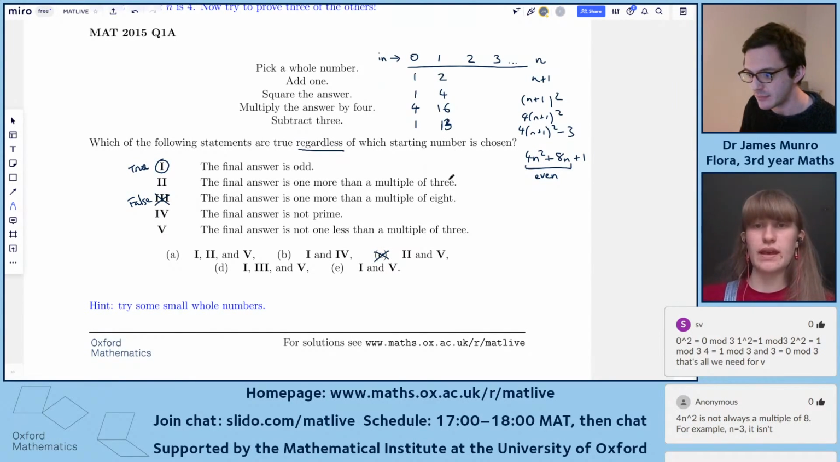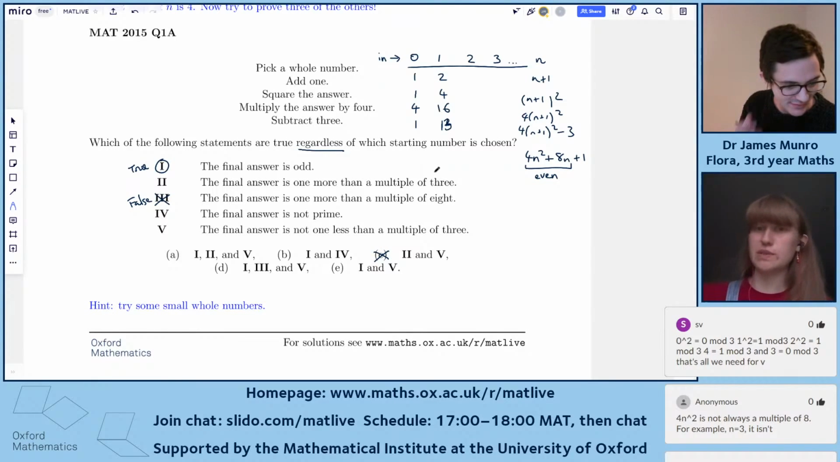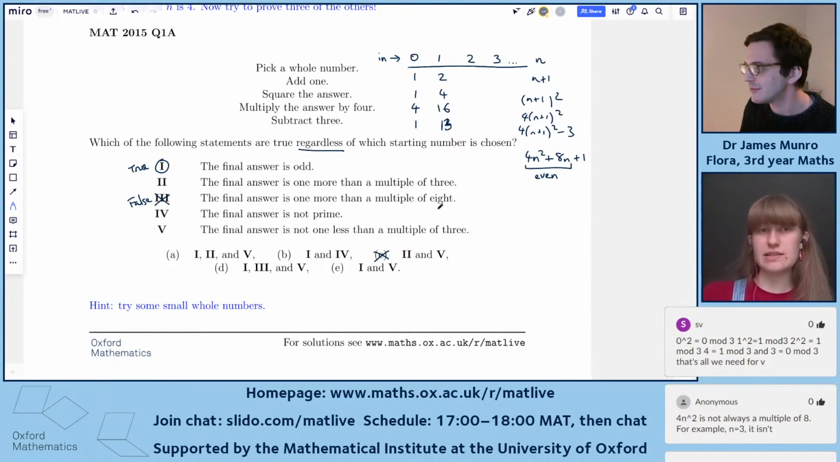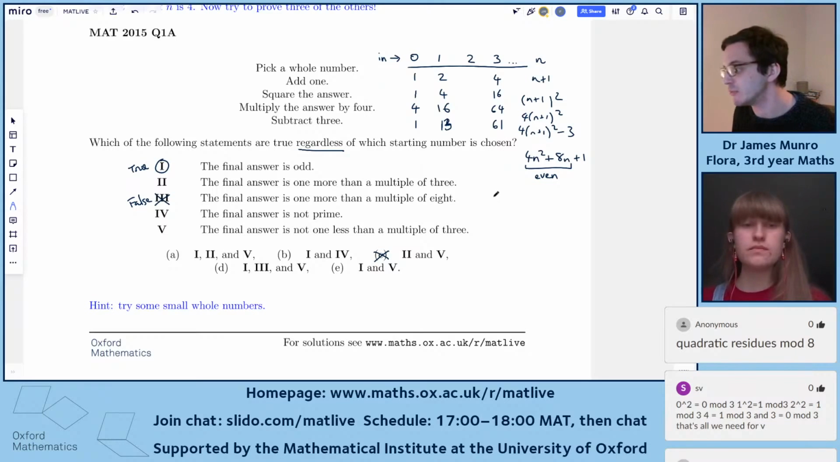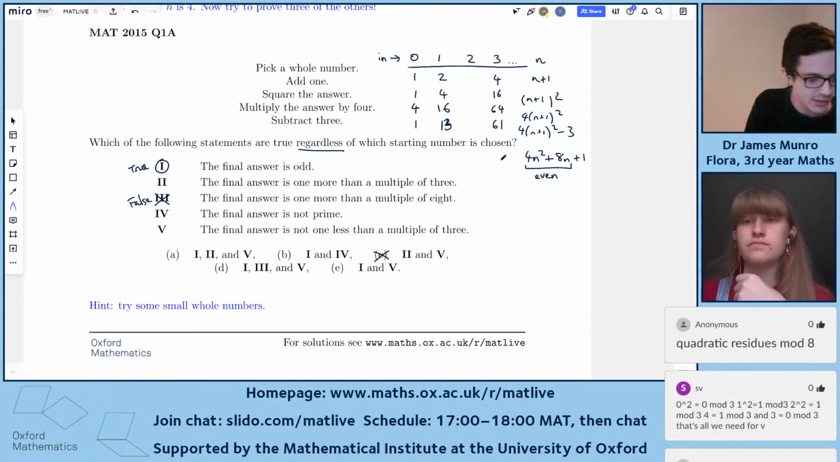Someone's just given us a counter example. Oh, right. 4n squared is not always a multiple of 8. For example, n equals 3. It isn't. True, right. Okay, n equals 3. And that also works if you follow through the calculation, because this turns out to be not 1 more than a multiple of 8 when n is 3.